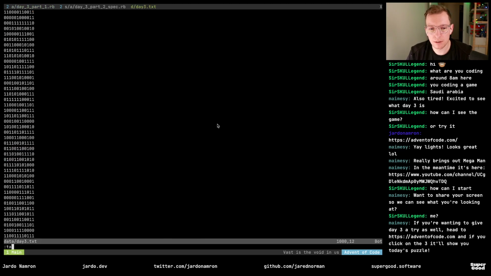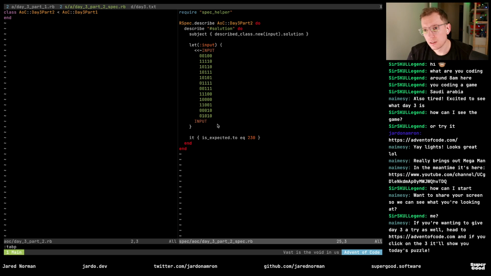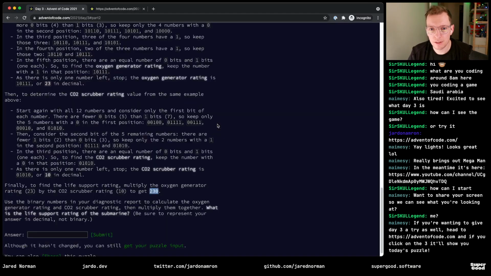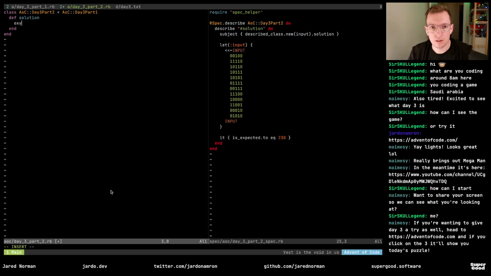So for this one, we want a different solution, but we're going to depend on the similar logic. So we need to multiply oxygen by CO2 scrubber. Oxygen times CO2. And we can just go implement those.